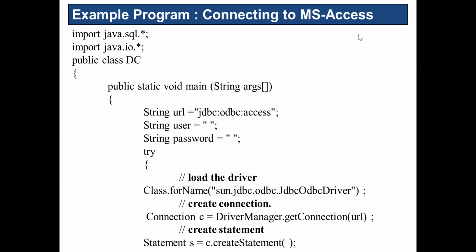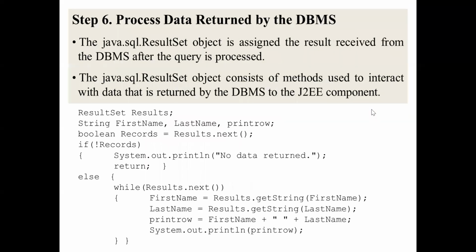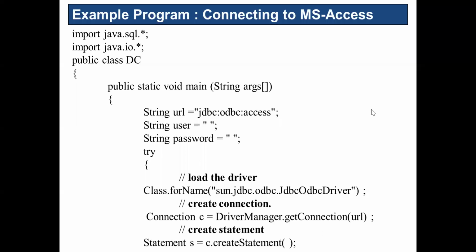Okay. Good morning, students. In the previous class, we saw the connection between the front end and the back end using MS Access. In MS Access, the string URL is JDBC:ODBC:access, and we give null as the username and the password.